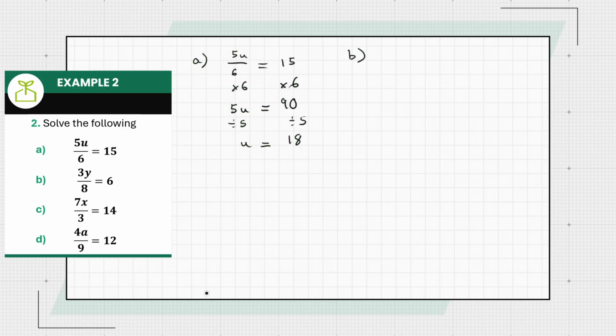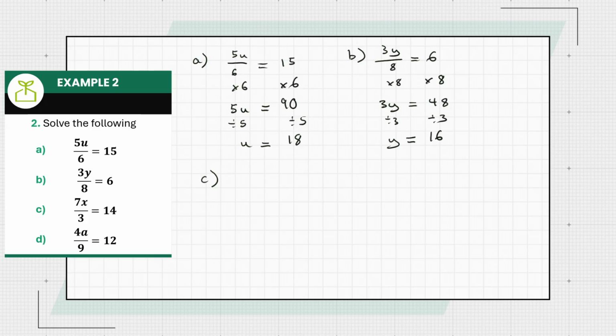Okay, let's do B. We have 3y over 8 is equal to 6. Times both sides by the denominator, and you're left with 3y is equal to 6 times 8, which is 48. Now, divide both sides by 3. Okay, you're left with y equal to 16. Alright, let's do the next one.